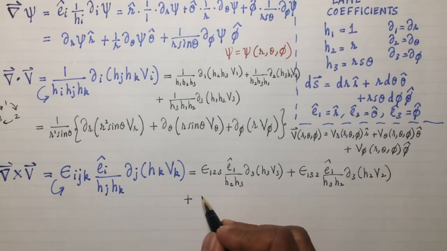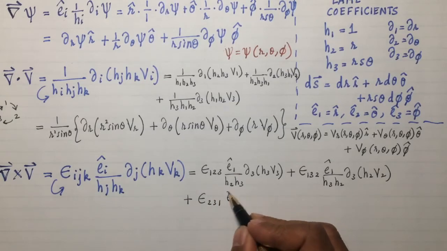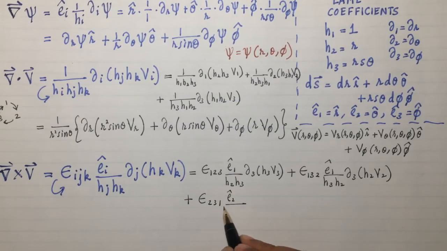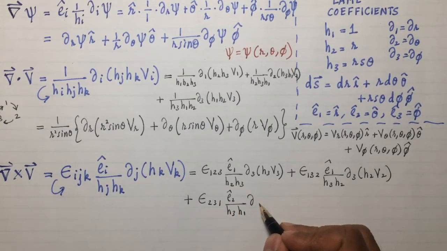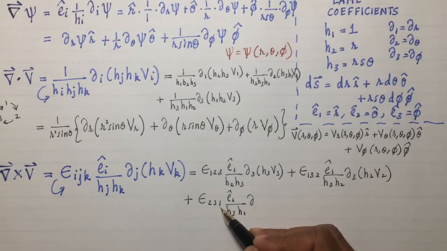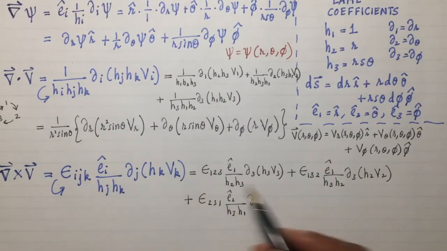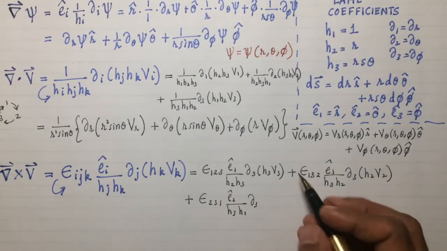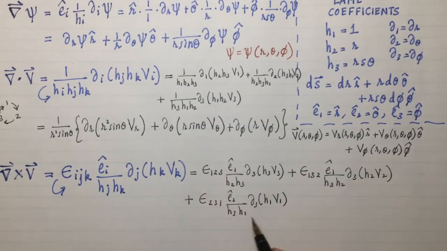Then I have two more terms like that. Epsilon 231 e2 h3 h1, and then I have the del of the last thing. So that's going to be del j. This is the jth position, so that's going to be the 1 here. Del 1 h3 v3. What's inside is the last thing.